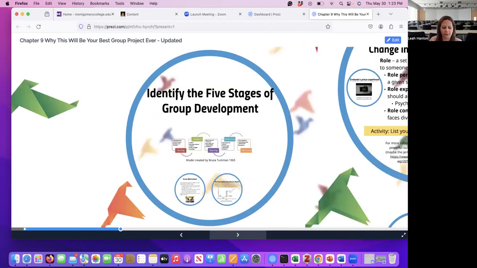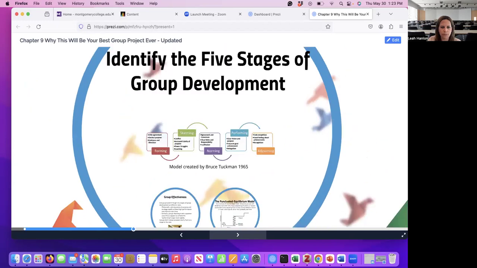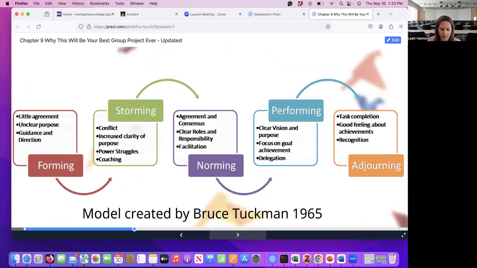Identifying the 5 stages of group development. There's forming, storming, norming, performing, and adjourning. This 5 stages model was created by Bruce Tuckman.